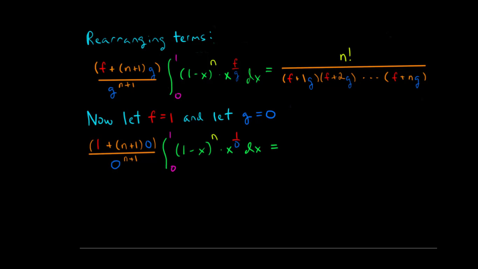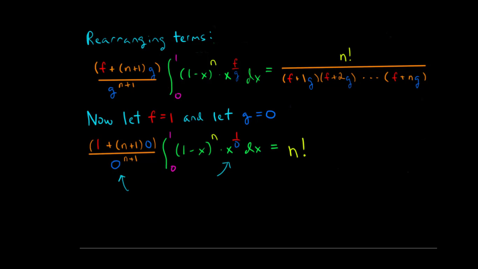dx equals n factorial all over (1 plus 1 times 0) times (1 plus 2 times 0), and so on. Here's where this is paying off, all the way to 1 plus n times 0. In other words, every term in the denominator there just equals 1. So I'm going to cancel those, since they all equal 1. So we can now say this expression equals n factorial.